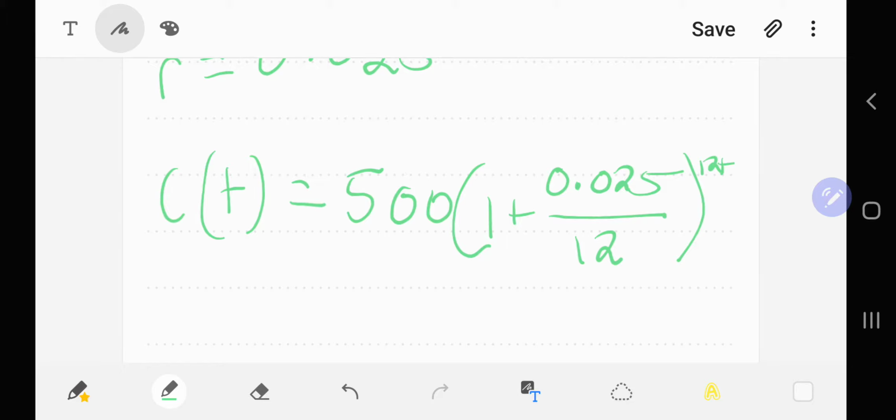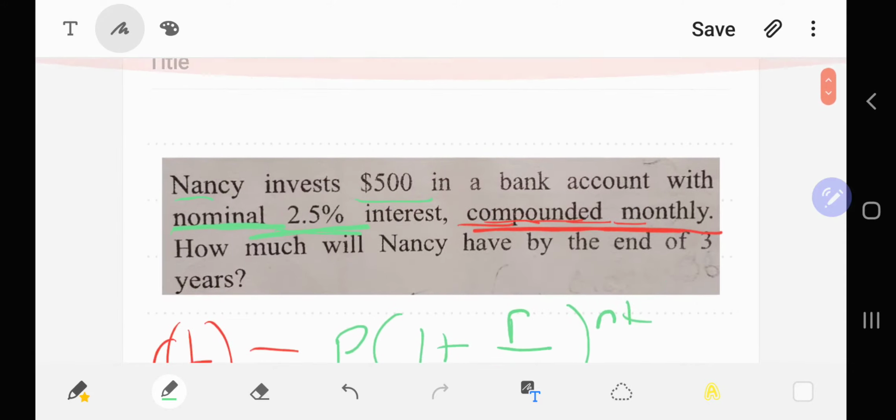So this is our equation, but we're not done yet. I'm going to need my calculator for this. You're going to hear a lot of messed up stuff, but if you look back at the question, they're asking, how much will Nancy have by the end of 3 years?